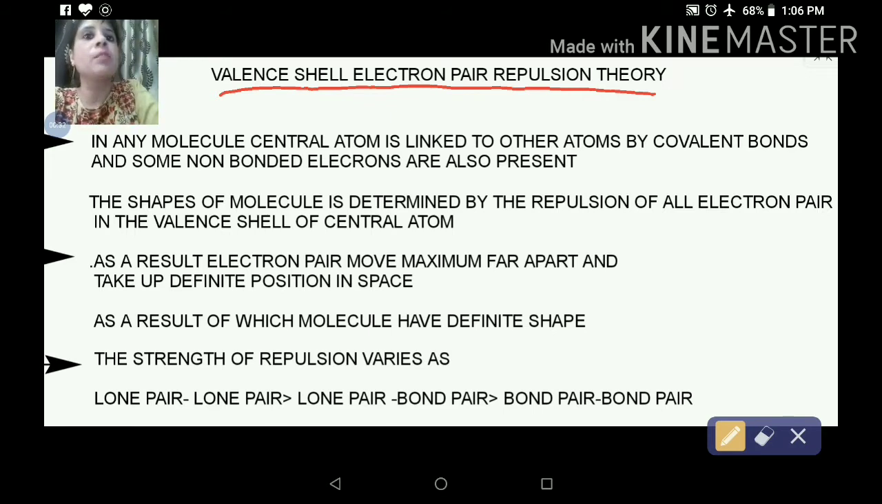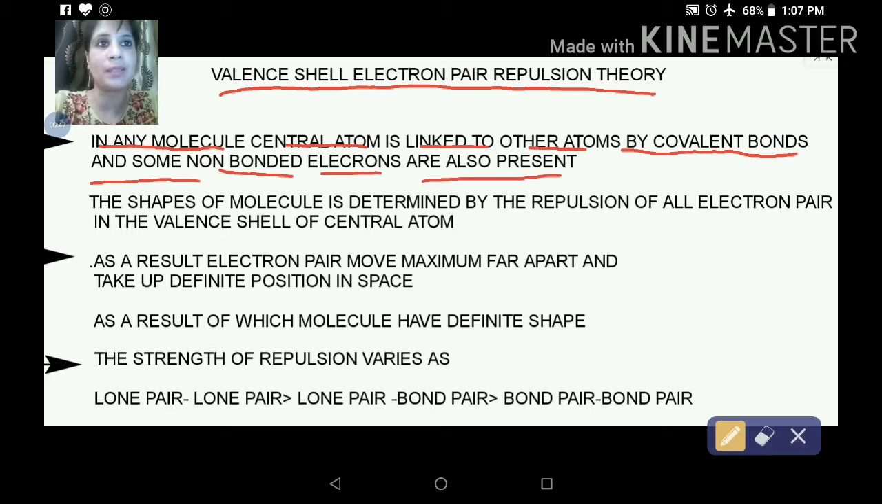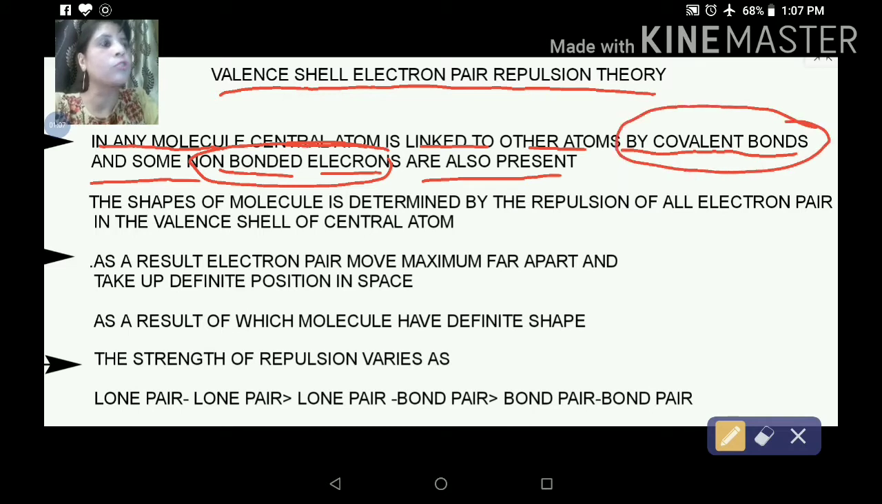The first postulate is, in any molecule, the central atom is linked to other atoms by covalent bonds, and some non-bonded electrons can also be present. That means in any molecule, one atom will be the central atom and the other side atoms are attached by covalent bonds, but sometimes non-bonded electrons, that is lone pair, are also present on the central atom, and bond pairs are also present on the central atom.